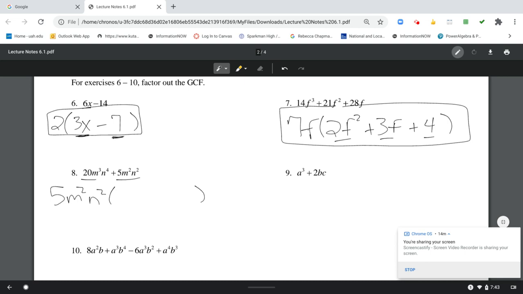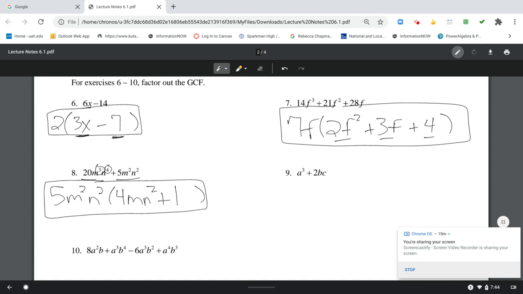So 20 divided by 5 is 4. Subtract the exponent. 3 minus 2 is 1. 4 minus 2 is 2. 5 divided by 5 is 1, not 0. And when you subtract the exponents, 2 minus 2 is 0, and 2 minus 2 is 0 for the m and the n, so they go away. So therefore, let's clean this up just a little bit. Your final answer has a greatest common factor of 5m squared n squared, and then the reduced two terms left over.